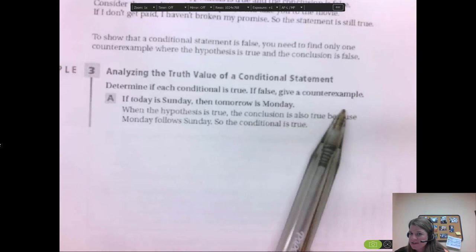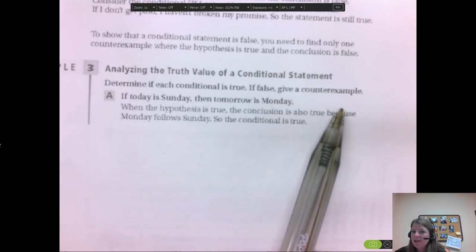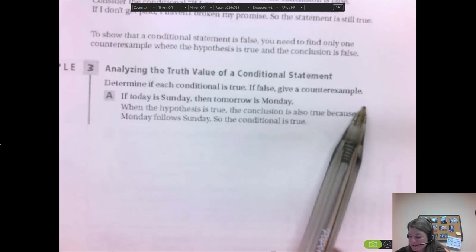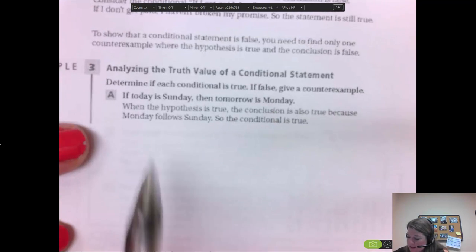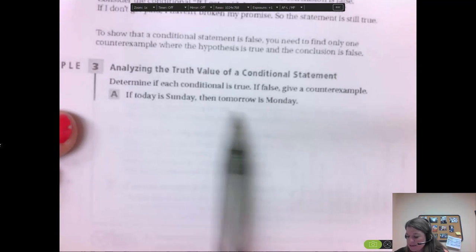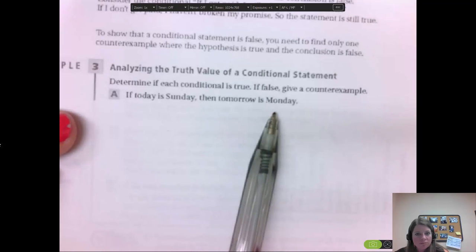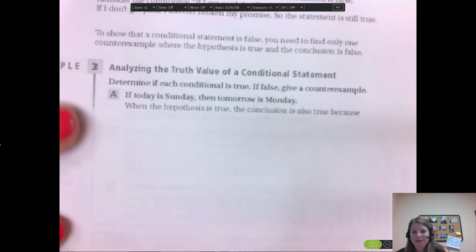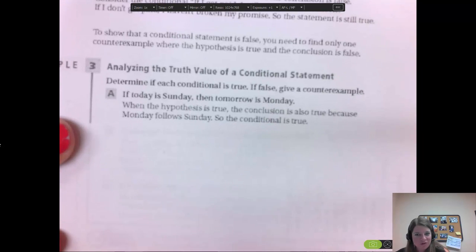Did you read those directions? That's common in your homework. You have to state true or false, but if it's false, you also have to give a counterexample. If it's true, you can just say true. So we wouldn't see this part. If today is Sunday, then tomorrow is Monday. Is that true? Yes, that's true. We don't have a counterexample, so it's true.